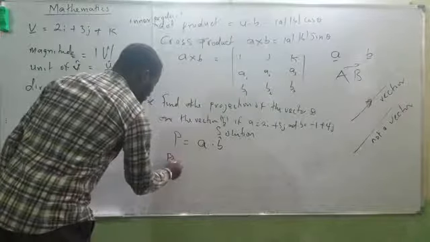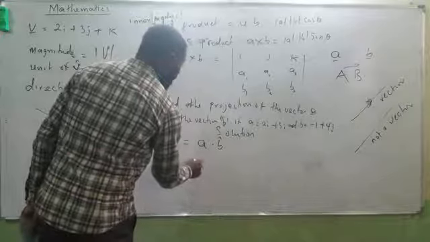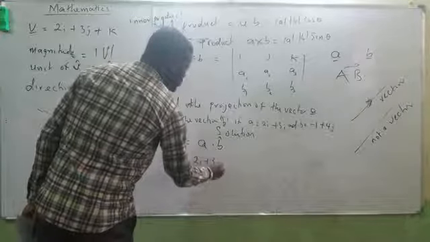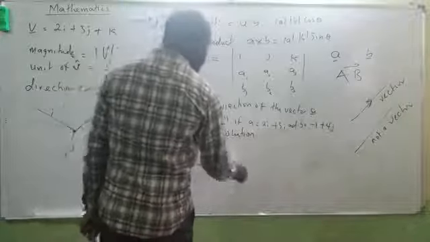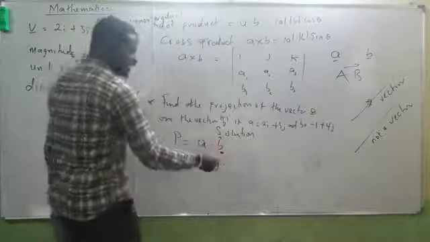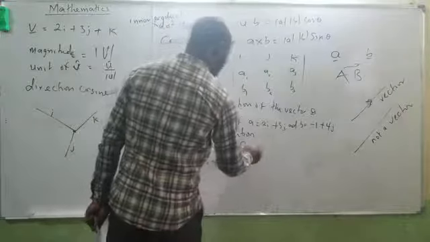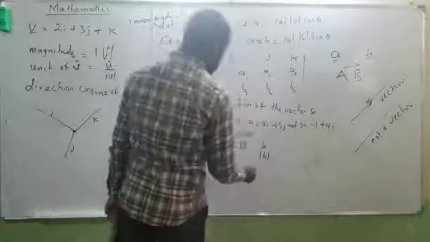It means my projection will be equal to, what is my A? My A is equal to 2i plus 3j, dot my unit vector. This is called the unit vector. It means I can write it as A dot B over the magnitude of what? Of B.